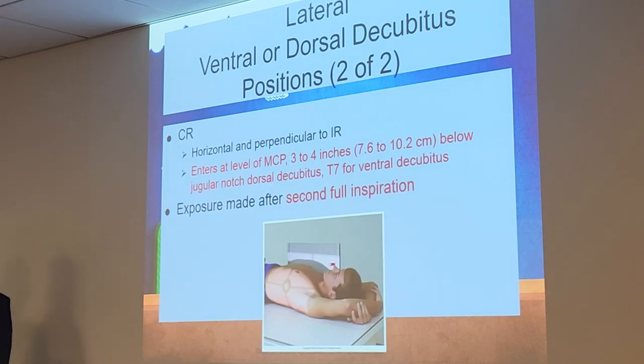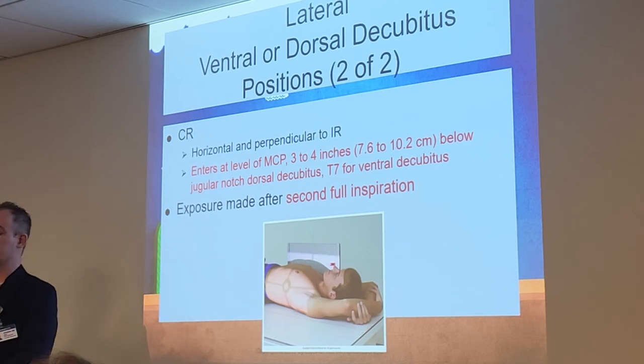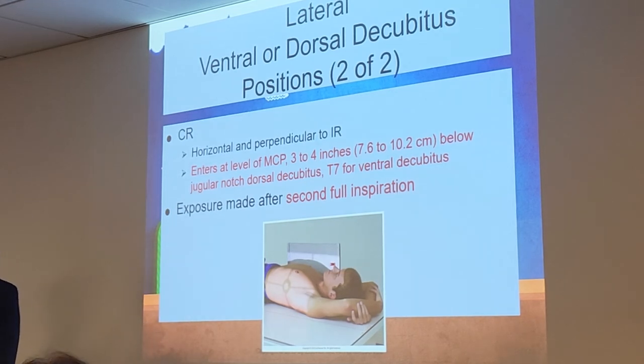All right, so keyword again, guys: horizontal central ray means I'm doing a decubitus x-ray, shooting across the table. It's still perpendicular. We're going to be 3 to 4 inches below the jugular notch for a dorsal decubitus, and T7 once again for a ventral decubitus. So for the dorsal, we're using the jugular notch method. For ventral, we're using the T7 method. And we're still going to make the exposure on second full inspiration.